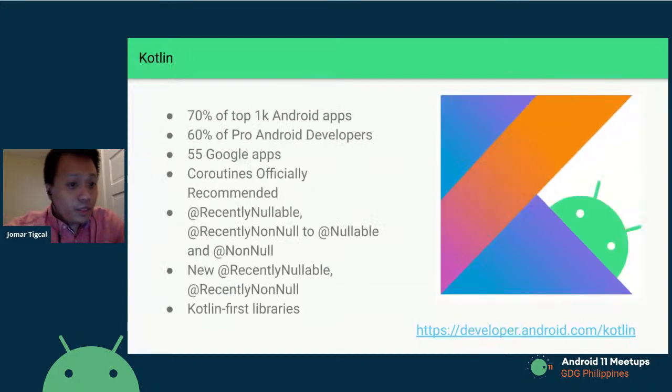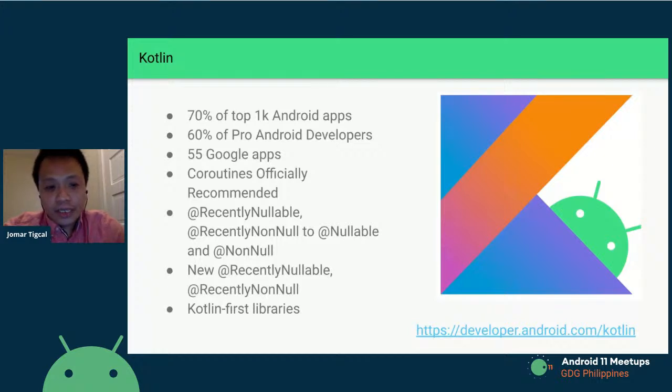Then Kotlin is their new official language that's supported. Well, they're still supporting Java and C++, if you use native, for example, but right now they're mostly Kotlin first. So, yep.